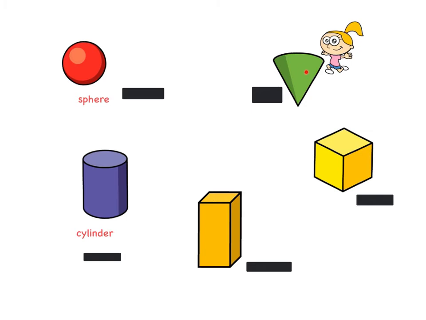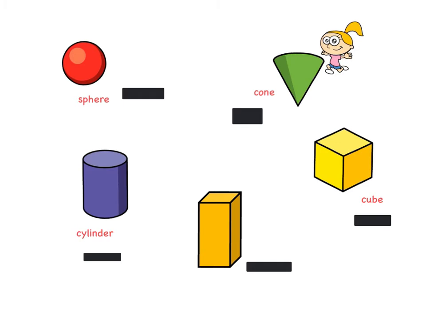Over here you can see a cone. That's right. When it's this way round, it looks like an ice cream cone ready to be filled with ice cream. Okay, let's move on to this shape here. Do you know what this one is? Yes, you're right. It's a cube. It looks a little bit like a dice, doesn't it?